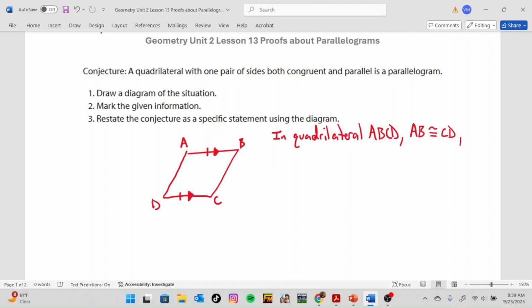The next thing is that we need to say that they're parallel. And AB is parallel to CD.